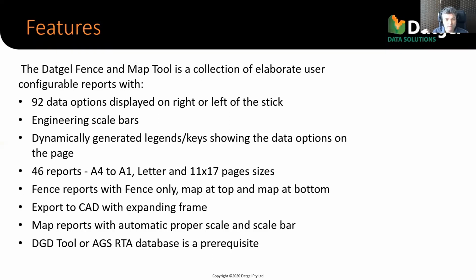The fence report options include only the fence on the page, or the map at the top and the fence at the bottom, or the fence at the top and the map at the bottom. You can use options that are optimized to export to CAD, where the frame will expand. So you can have a 7-meter long fence diagram exported to CAD. DGN, I think, is the best option by far today. And on that point, even if you actually want a result in DWG, it's better you export to DGN and then open that up in gINT Civil Tools and convert it to DWG. That will give you the best outcome.